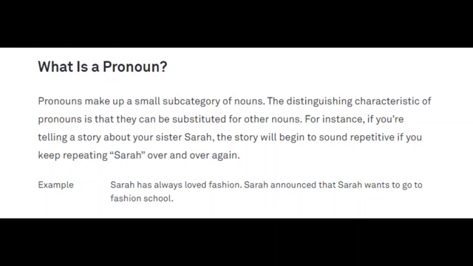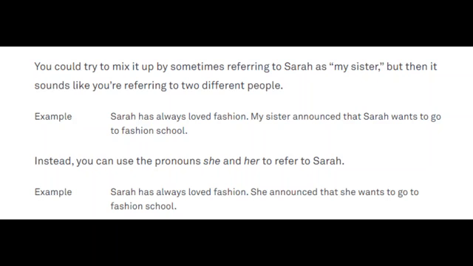For example, Sarah has always loved fashion. Sarah announced that Sarah wants to go to fashion school. We could try to mix it up sometimes, referring to Sarah as my sister, but then it sounds like you are referring to two different people. For example, Sarah has always loved fashion. My sister announced that Sarah wants to go to fashion school.